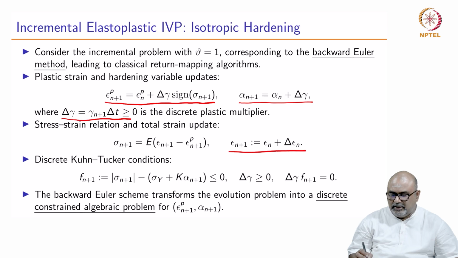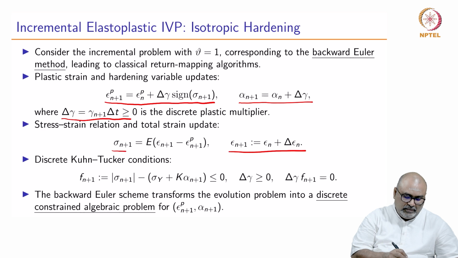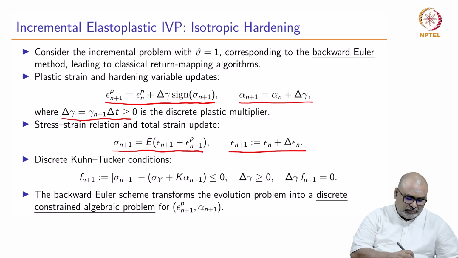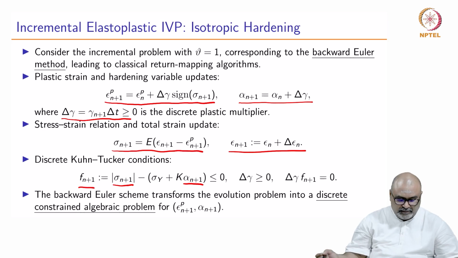The stress strain relationship and total strain update is given as follows. We have ε_{n+1} defined as ε_n plus Δε_n, and using the trial elastic step we can write σ_{n+1} = E(ε_{n+1} − ε^p_{n+1}). Now, discrete Kuhn-Tucker conditions can be written in terms of quantities σ_{n+1} and α_{n+1}, as F_{n+1} defined as |σ_{n+1}| − (σ_y + K α_{n+1}) must be less than or equal to 0, Δγ must be greater than or equal to 0, and Δγ F_{n+1} must be equal to 0.